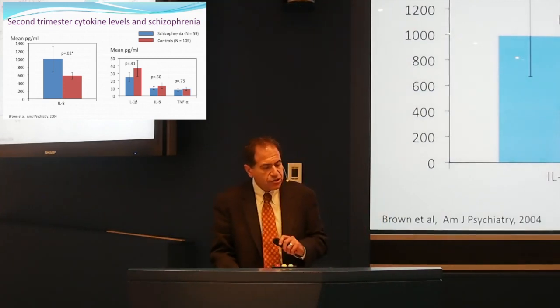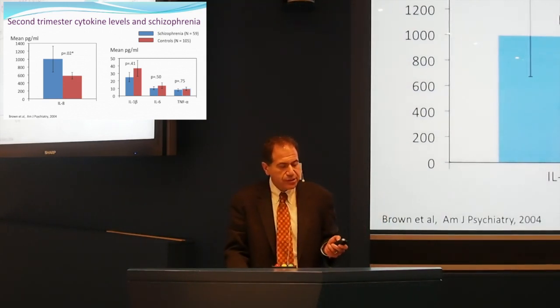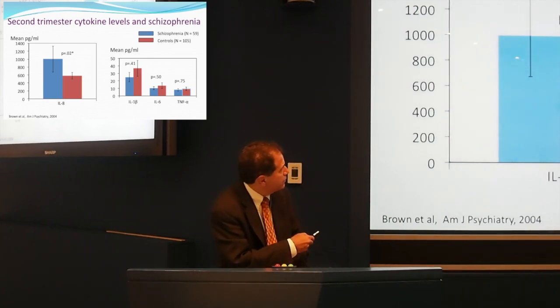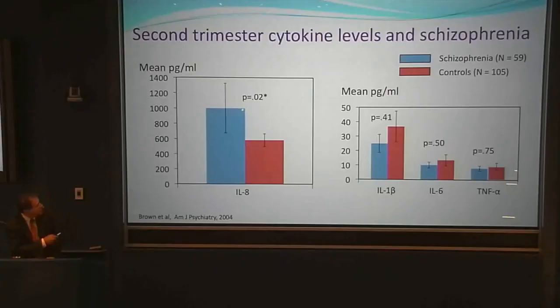We examined second trimester cytokine levels in maternal serum in individuals followed up later for schizophrenia and found that the mothers of schizophrenia cases had about a twofold increase in levels of the cytokine interleukin 8 compared to the mothers of controls. We didn't see these associations for other cytokines, and that may be due to reduced statistical power.